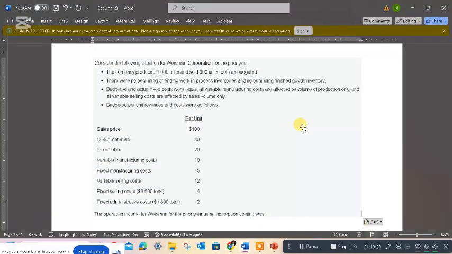The operating income for Weisman for the prior year using absorption costing system. Okay. Company produced 1000 units, sold 900. No beginning inventory. Actual fixed costs were equal. Okay.